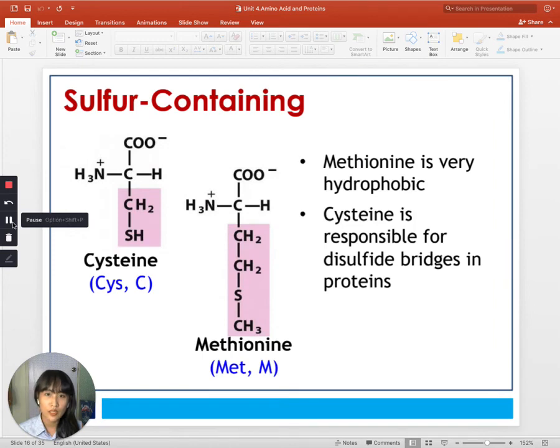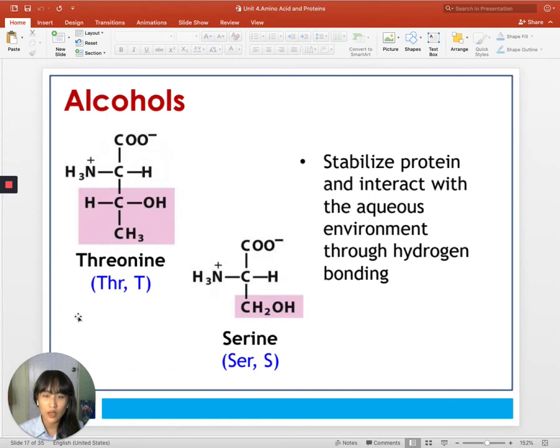The sulfur containing, examples of which are cysteine and methionine, are very hydrophobic. Cysteine is responsible for disulfide bridges in proteins. As I said a while ago, sulfur containing is an example of a polar uncharged. Then the next one are the alcohols. The alcohols, examples of which are threonine and serine, are also examples of polar uncharged. They stabilize protein and interact with the aqueous environment through hydrogen bonding.